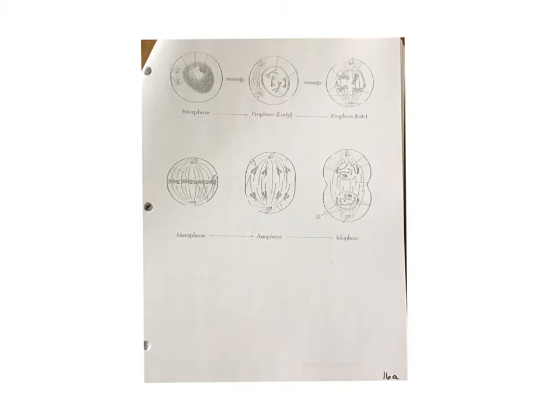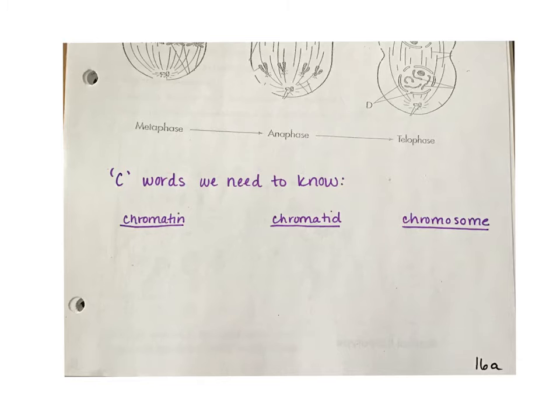Okay, so I need everybody to turn to page 16A, and we're going to be adding some things to this page to understand mitosis and some vocabulary words we need to understand how to talk about mitosis. All right, so on the bottom of page 16A, I want you to write the C words you need to know, because you're going to need to be able to differentiate between chromatin, chromatid, and chromosome. So let's take a minute and write those down.